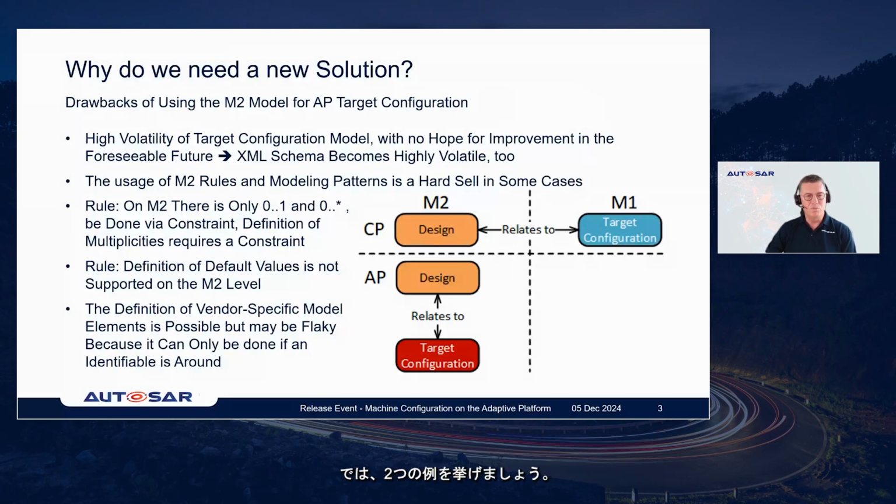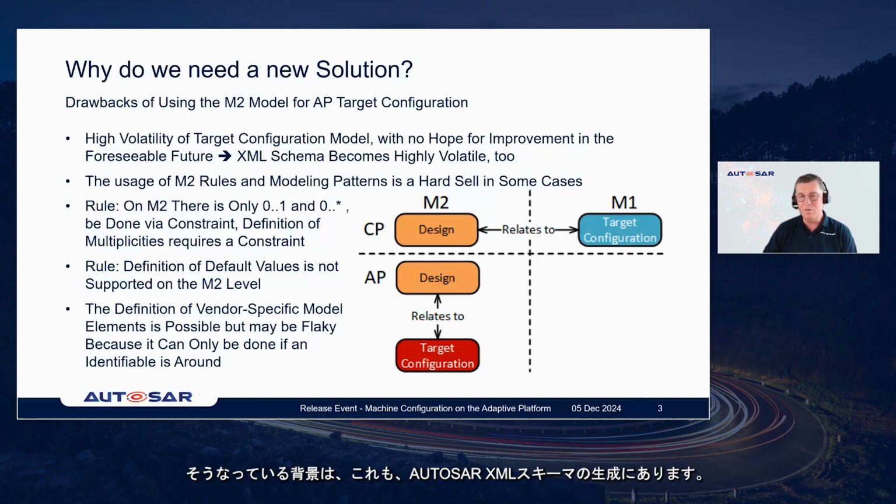So let me give you two examples. The first example is the multiplicity, which is limited to two possible values, 0 to 1 and 0 to star on the M2 model. And the background, again, is the generation of the AUTOSAR XML schema. But people want to use all kinds of different multiplicities. They want to say, okay, this specific piece of configuration needs a multiplicity of 1 to 5. And this is not possible on M2, but it would be possible on M1.